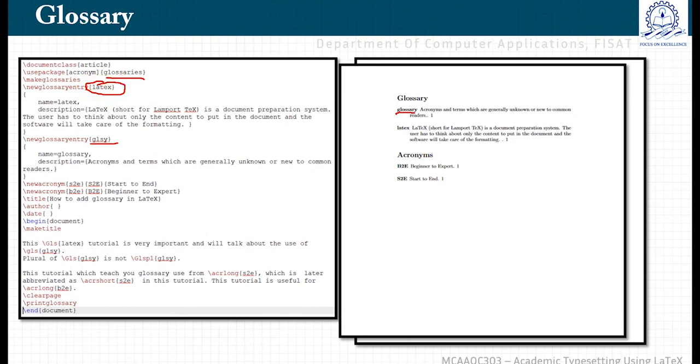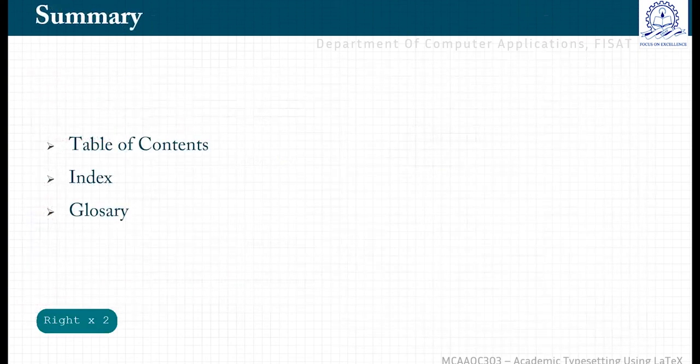And another category of glossary, that is acronyms. Acronym B2E, beginner to expert. See, beginner to expert. S2E, start to end. That is also printed over here. Here also an additional file is generated, that is the .glo file. It can be used to establish a glossary.